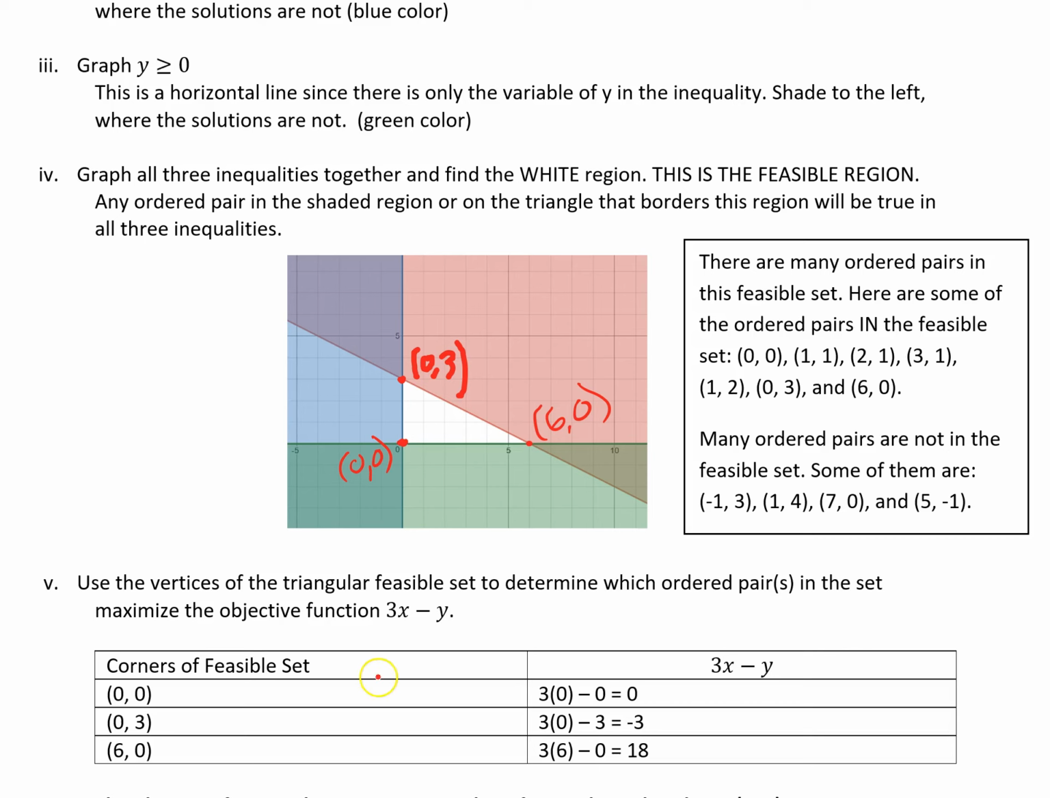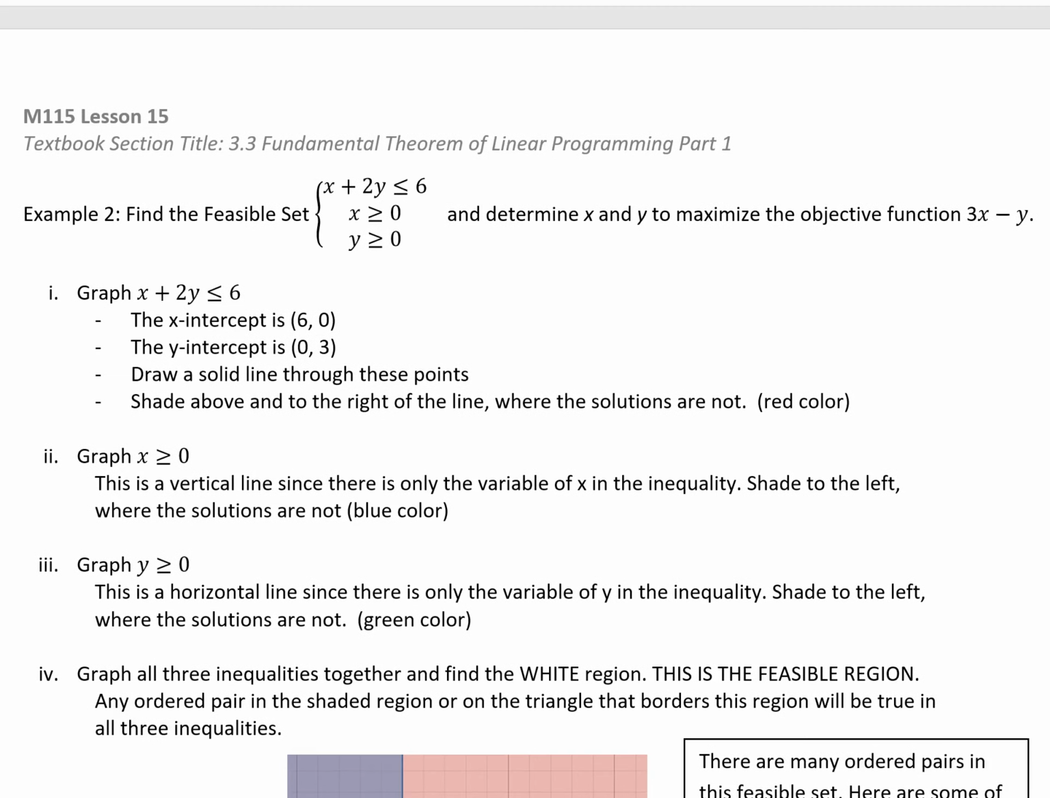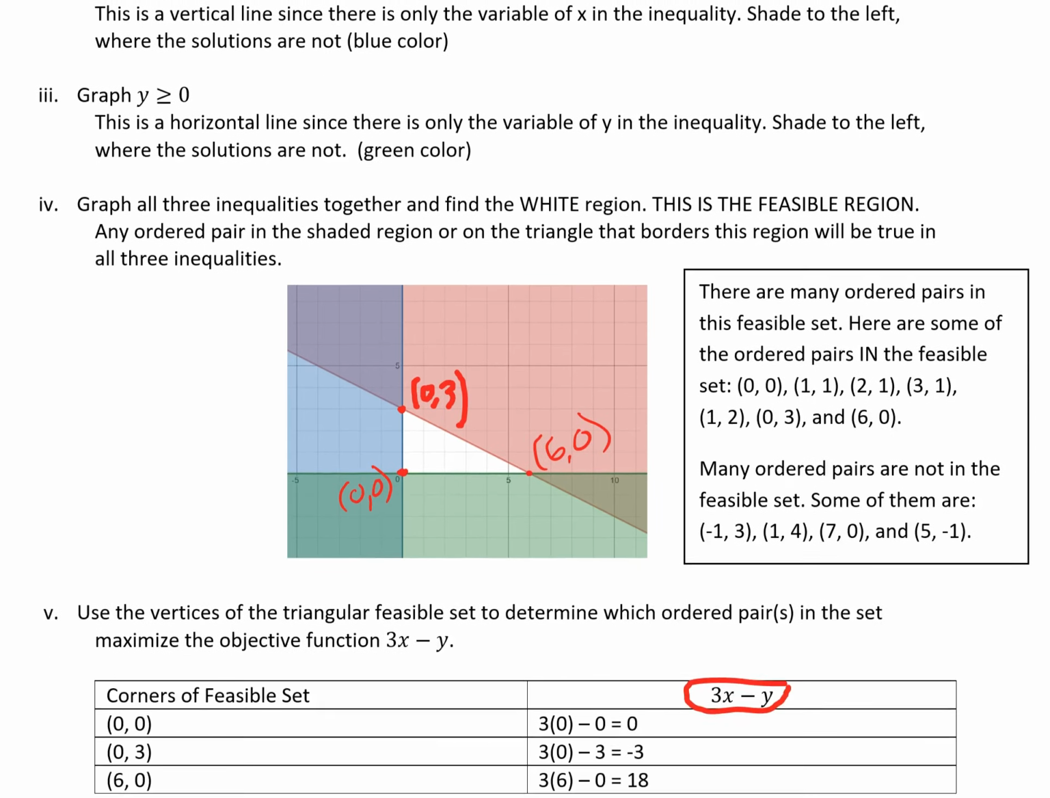Then I tend to create a table. Nowhere in the directions of our textbook does it suggest to put this table, but I really like this table. And for this table, what I do is I write down all of my ordered pairs that represent the corners of my feasible set. Then I write the objective function. So the objective function was 3x minus y. If I scroll back up, we can see that that's what the objective function was. Okay, so I come on back down.